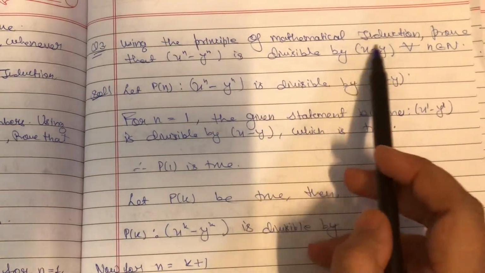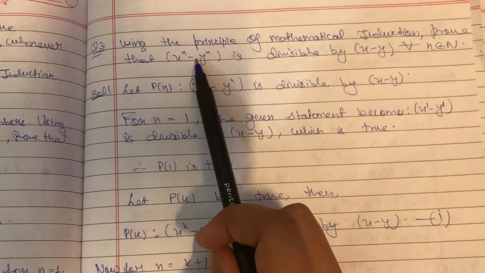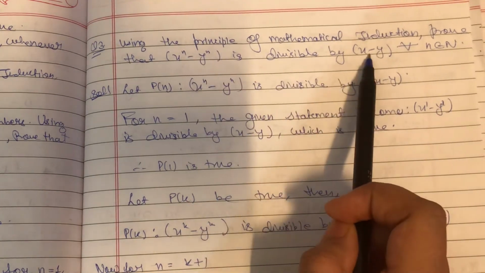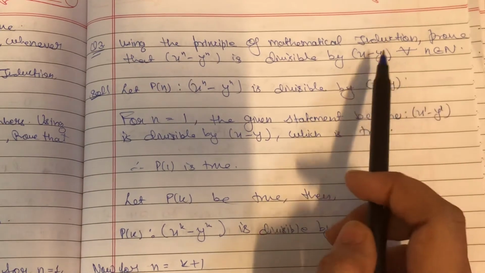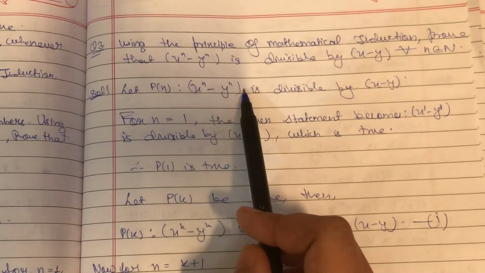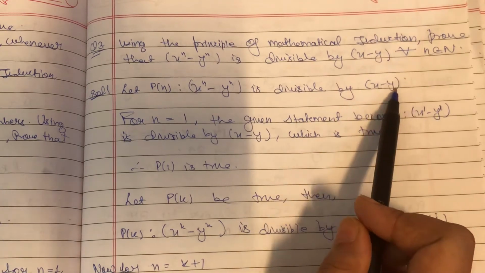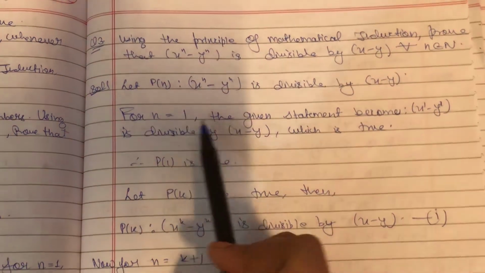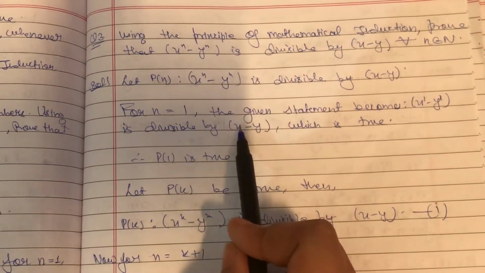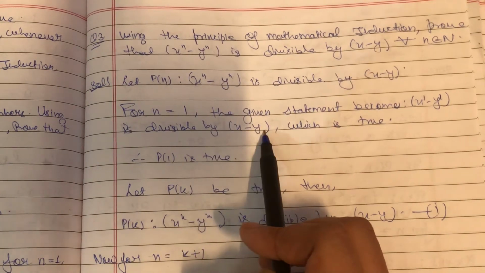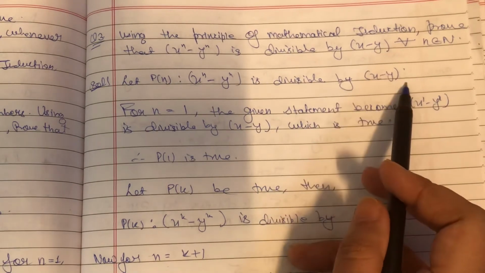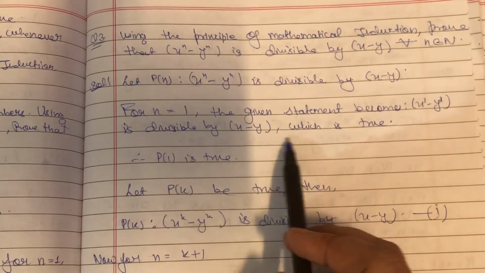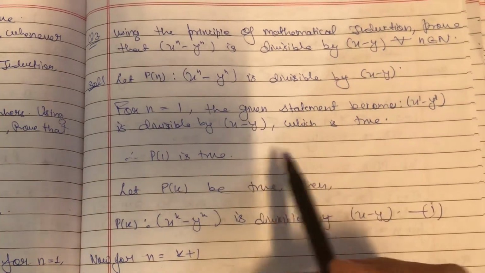Using PMI, prove that x to the power n minus y to the power n is divisible by x minus y for all n belonging to natural numbers. Now, for n equals 1, in place of n I am going to put 1. So it will be x minus y. Definitely x minus y is divisible by x minus y, 1 time. So we can say that the statement is true.